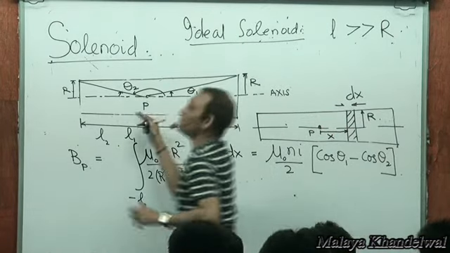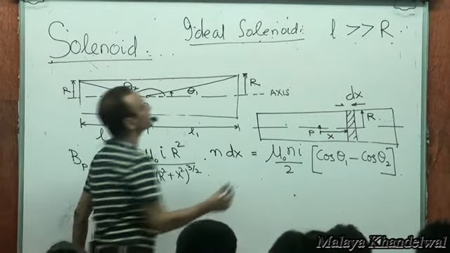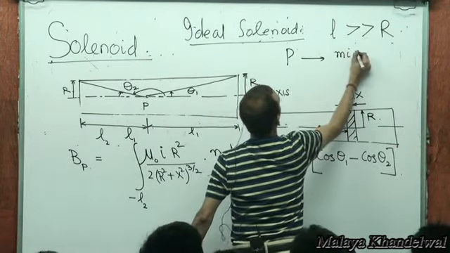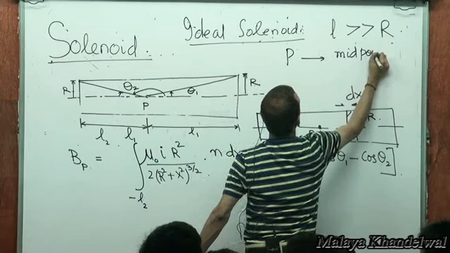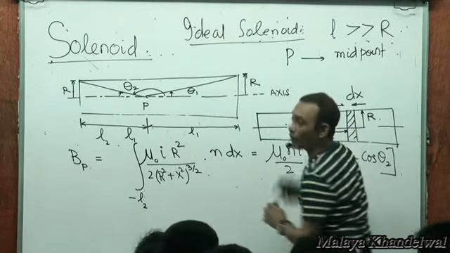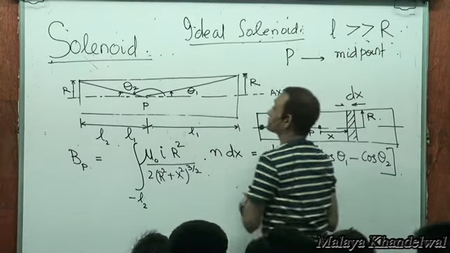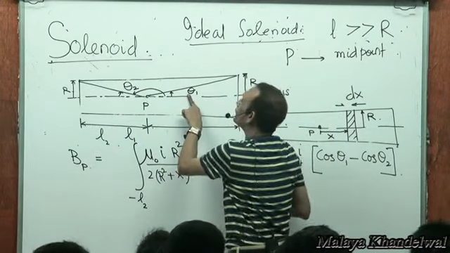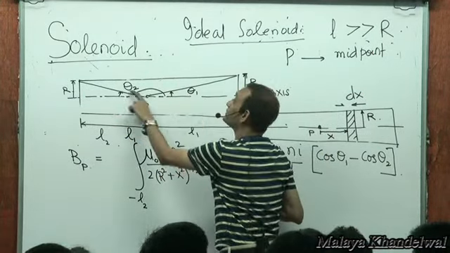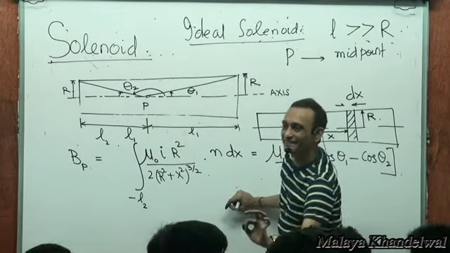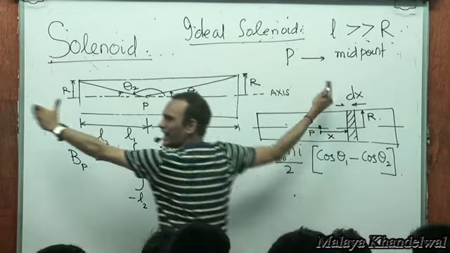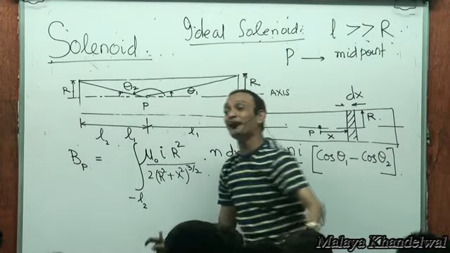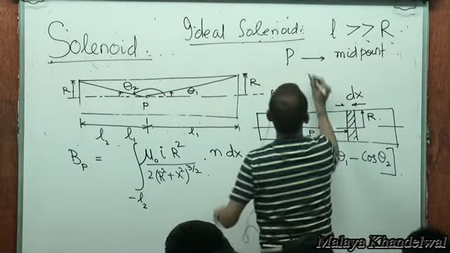And if P is the midpoint, and if L is very large, theta 1 would be 0 and theta 2 would be pi. Isn't it? If L is very large and P is the midpoint, then theta 1 would be 0 and theta 2 would be pi. Right?